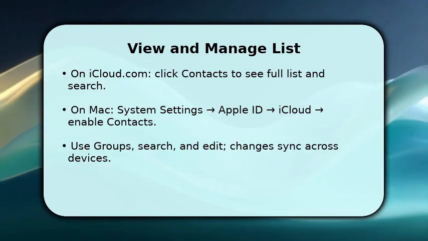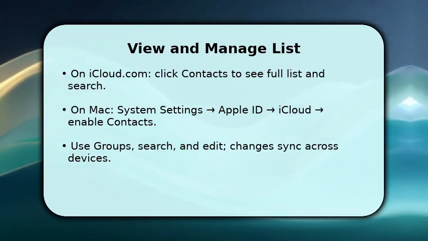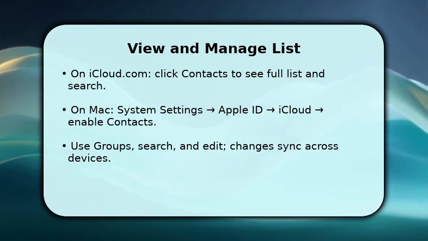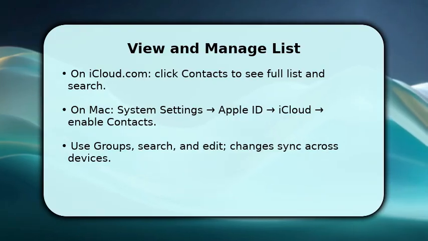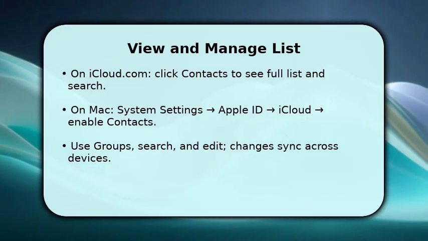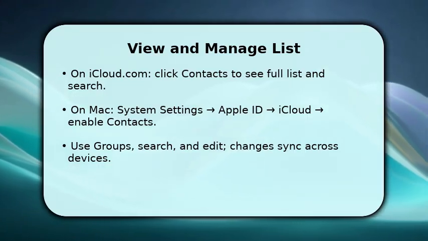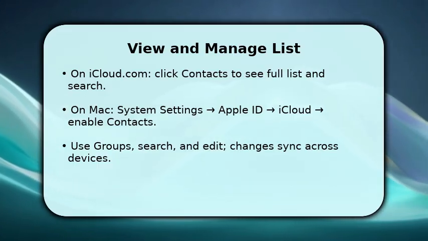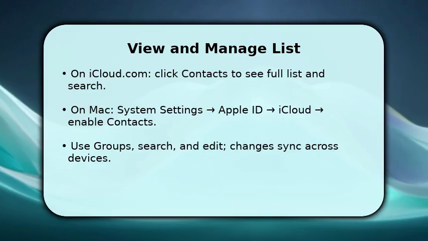On a Mac, open System Settings, click Apple ID, then iCloud and ensure Contacts is checked so the list appears in the Contacts app. Once there, use the search box to find names, view groups to filter accounts, and edit entries. Edits automatically sync to iCloud. If you need to merge duplicates, do that here so the consolidated record propagates to all devices.